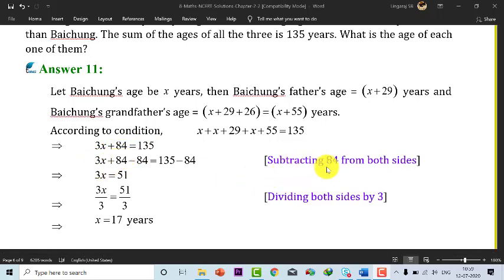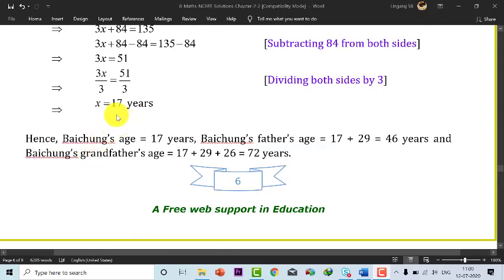So here we'll write, subtracting 84 from both sides, 3x plus 84 minus 84 is equal to 135 minus 84. 84 gets cancelled, 3x remains on the LHS, and 135 minus 84 is 51. So 3x equal to 51. We have to remove this 3 on the LHS, so dividing both sides by 3. 3x by 3 is equal to 51 by 3. So 3 gets cancelled, x remains, 51 by 3 is equal to 17 years. We got the x value as 17 years.